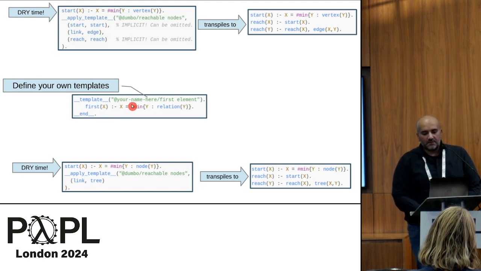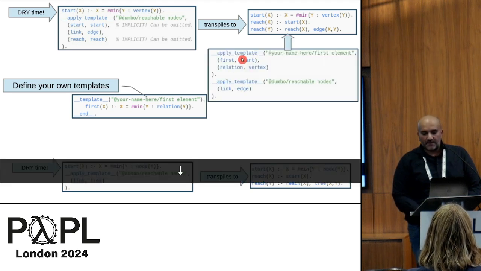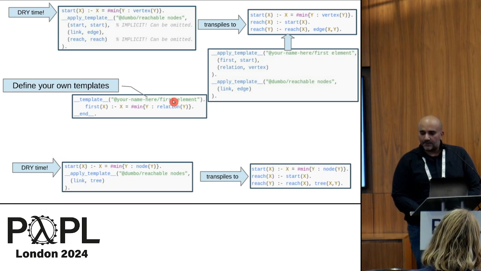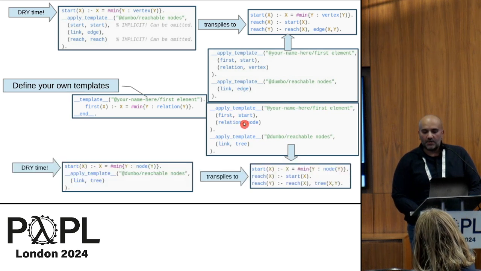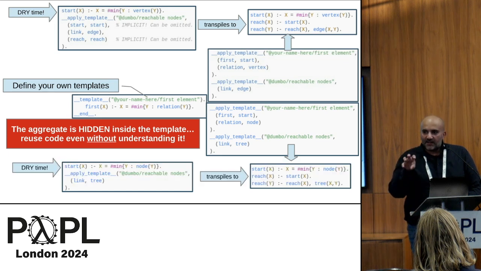I implement this with this rule, and now I can reuse it and say, okay, look, I want to apply this template, the output predicate first for me is going to be the start. The relation I'm interested in is the vertex. You transpile, and you still obtain this code here. Similar for the other, where the relation is node. Already in this one-line template, there is something really interesting. There is an aggregate inside the template, and this aggregate is assuming a property of the ASP engine, that every term is comparable with every other term and there is a total order relation.